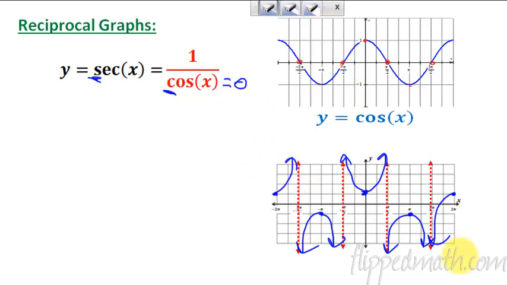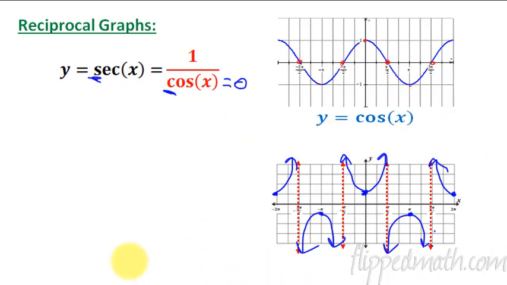Oh, well, that was a mistake right here. See, that's what's nice about teaching in front of the class: somebody's like, hey, Mr. Bean, you made a mistake right there, and then I can catch it before I keep going on. There, that's better. So that is the graph of our secant reciprocal.